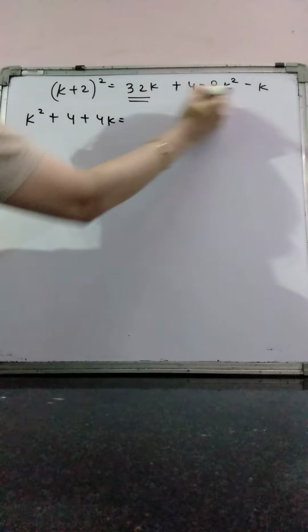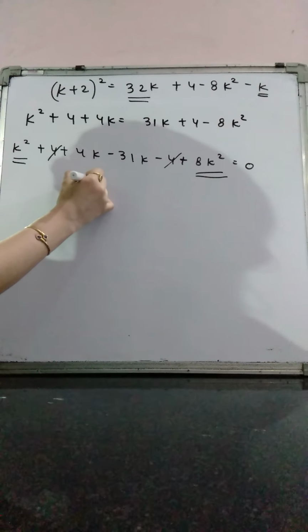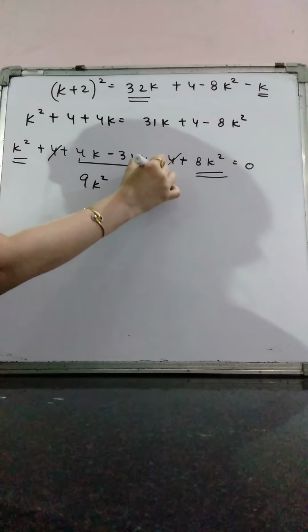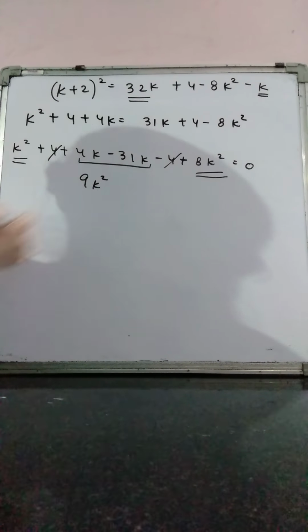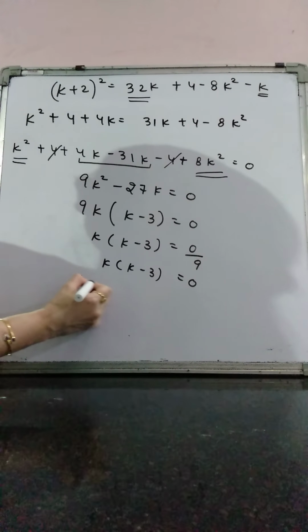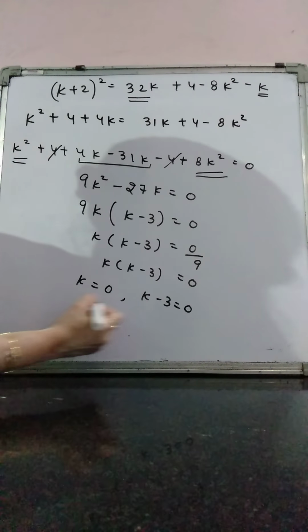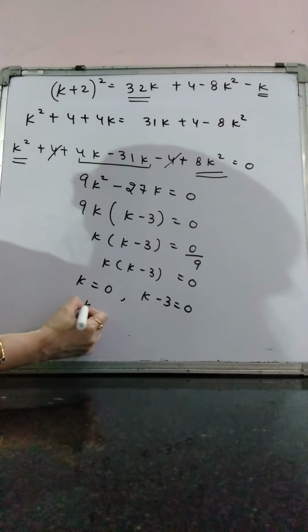Collect all the terms on LHS. Minus 31k minus 4 and minus 8k square plus 8k square. 4 and 4 cancel out. K square plus 8k square will be 9k square. 4k minus 31k will be minus 27k. Take 9k common. It will be k minus 3. It is 0 by 9, that is 0. Equate each of them to 0. So the values are 0 or 3.